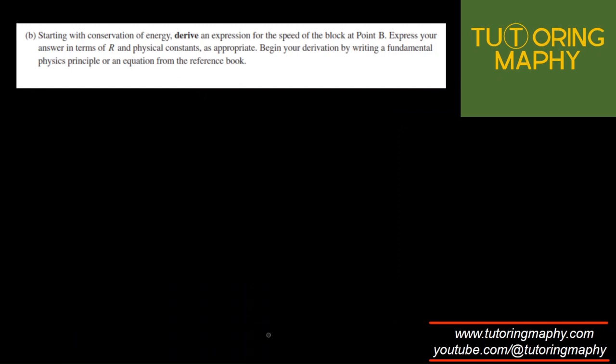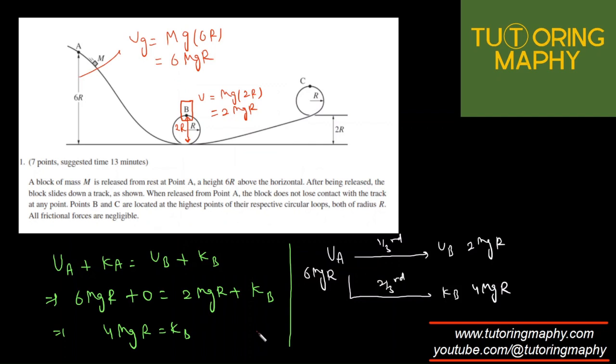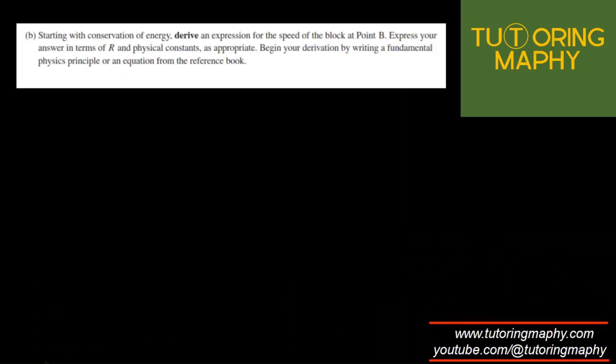All right. The next question is, starting with conservation of energy, derive an expression for the speed of the block at B. Express your answer in terms of the given quantities. I think we already kind of did this question in the previous one; at least we did some part of it. We found the kinetic energy at B, so we can just borrow this, and we have started actually from the conservation of energy.